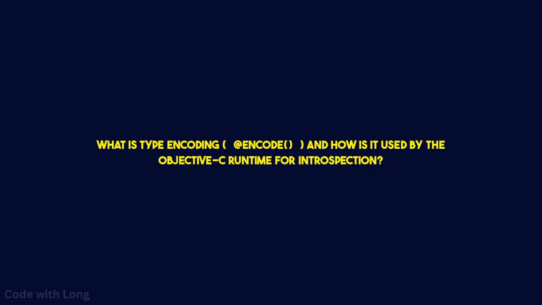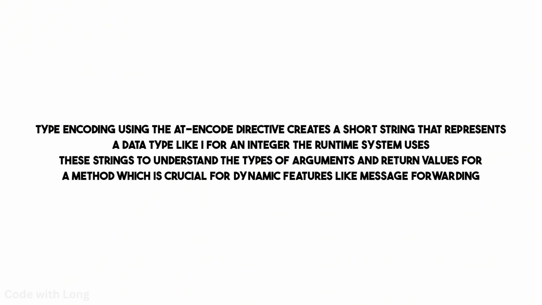What is type encoding, @encode, and how is it used by the Objective-C runtime for introspection? Type encoding, using the @encode directive, creates a short string that represents a data type, like I for an integer. The runtime system uses these strings to understand the types of arguments and return values for a method, which is crucial for dynamic features like message forwarding.